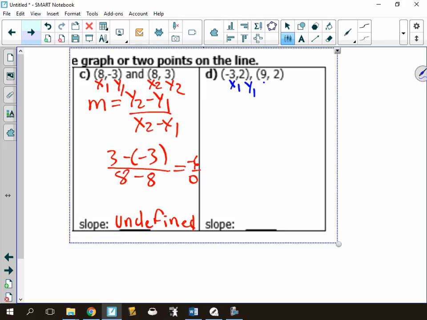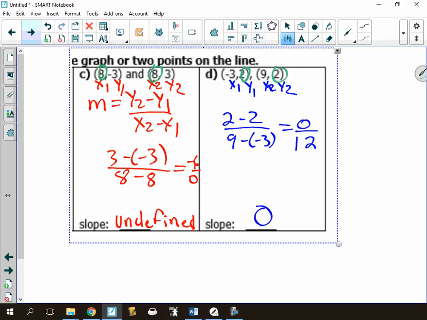On this next one, we do the same thing. x1, y1, x2, y2. And we plug in and we'll get 2 minus 2 over 9 minus -3, which is 0 over 12. So the slope is 0. Now if you were smart, you noticed this going in because here both x values are the same and here both y values are the same. And we'll come back to that in a few seconds.